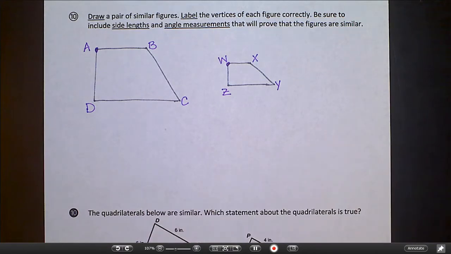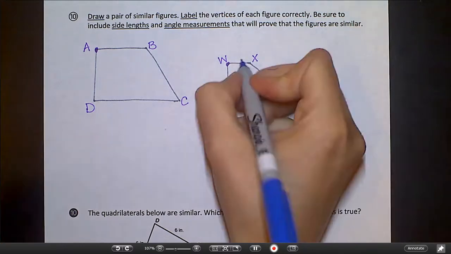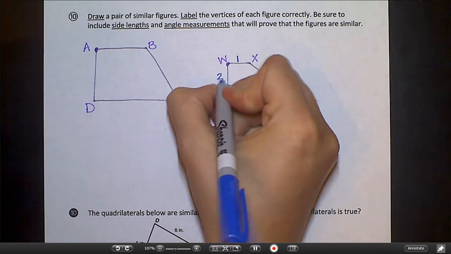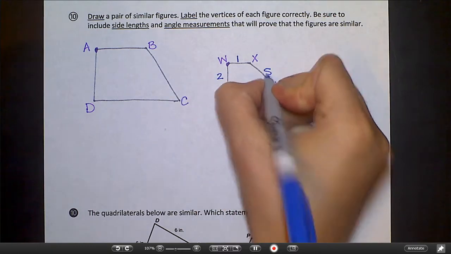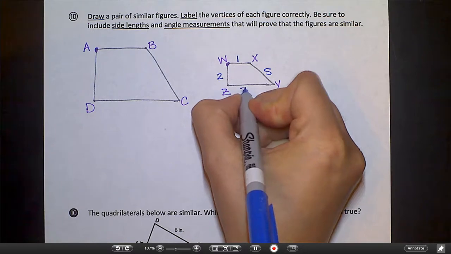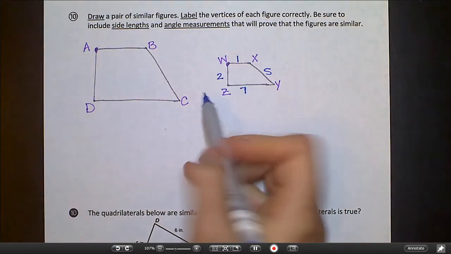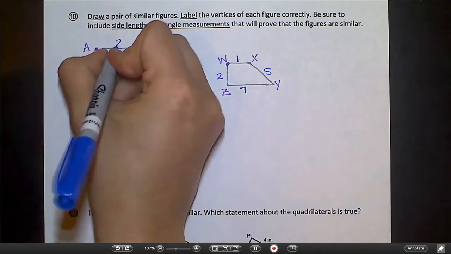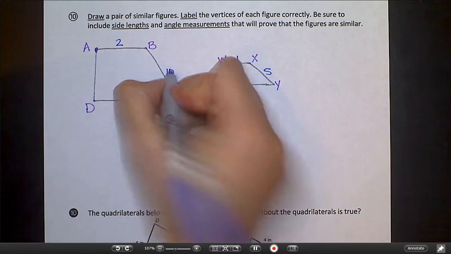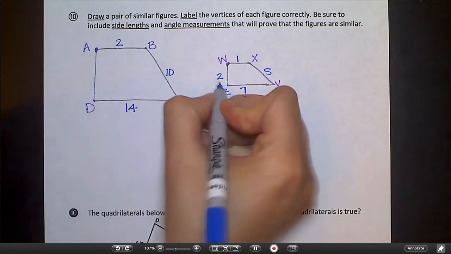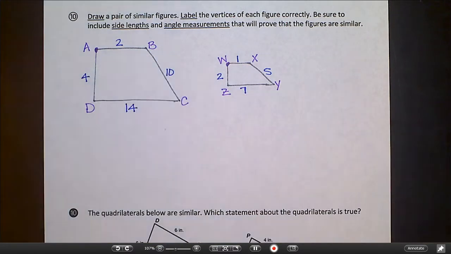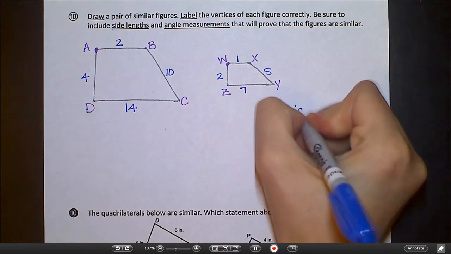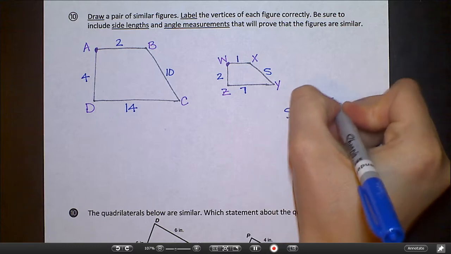And then we need side lengths and angle measurements. So side lengths, I'm going to make this, let's say that this is 1, 2, 5, and 7. Okay. And then let's say that it's a scale factor of 2 to get over here. So 1 times 2 is 2, 5 times 2 is 10, 7 times 2 is 14, and 2 times 2 is 4. So those are my side lengths. So the sides are proportional.